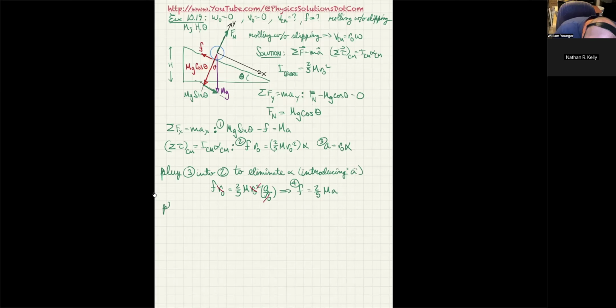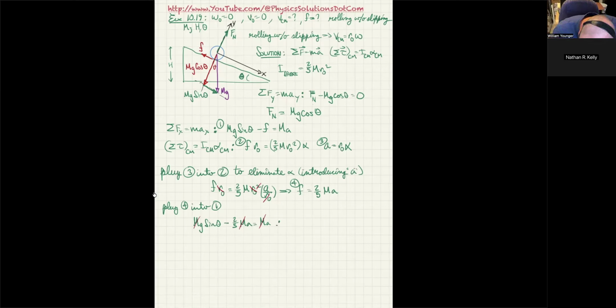Now I'm going to plug 4 into equation 1. If I plug 4 into equation 1, then I'm going to get mg sine theta minus 2/5 ma is equal to ma. Now, I'm ultimately going to try to solve for A, but right now I can see that the M's at least cancel out. So I can go ahead and get rid of those. But now I'm going to pull the 2/5 A to the right and it'll become positive, and I'm adding 2/5 to 5/5, which gives me 7/5.